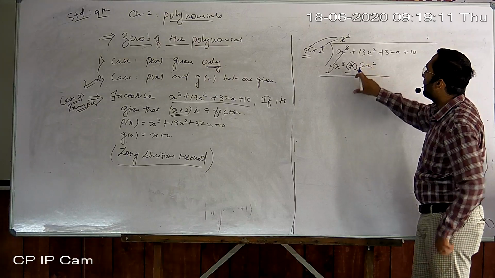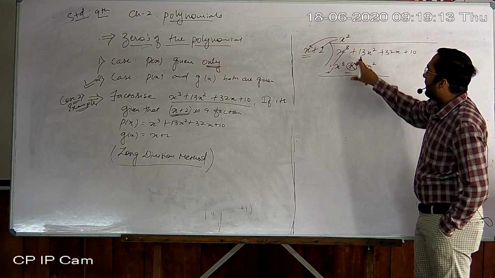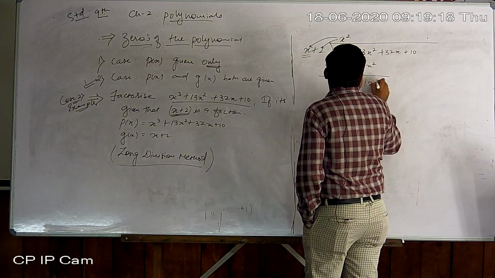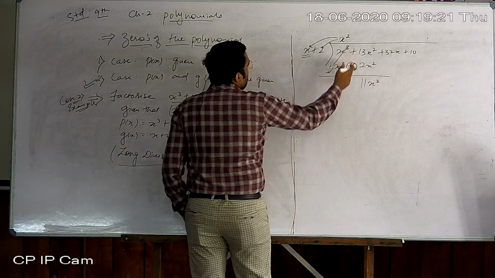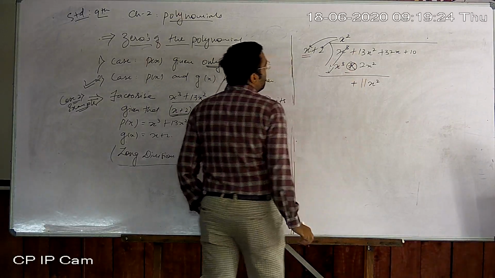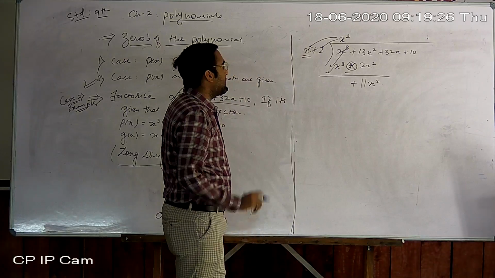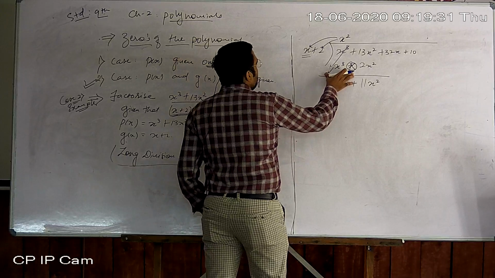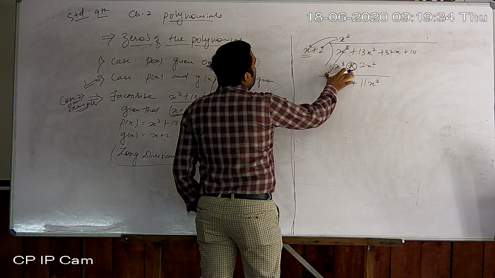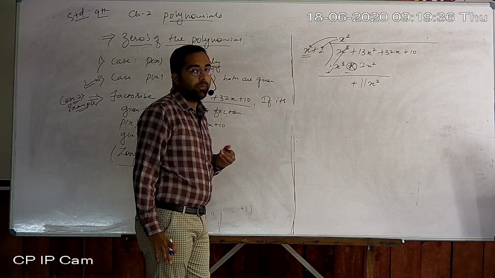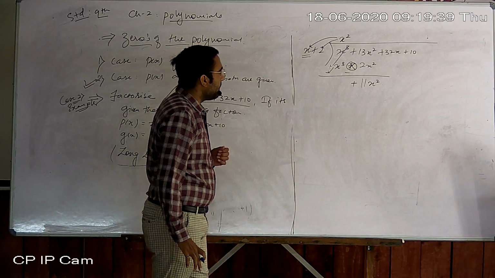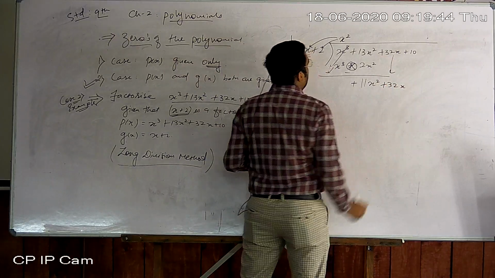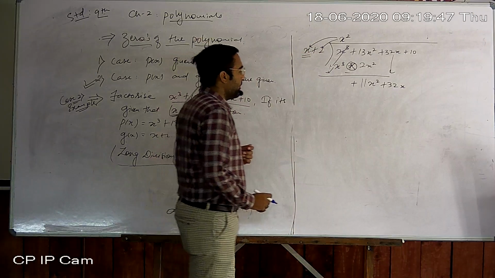So plus 13x square minus 2x square, that is 13 minus 2, that is 11, and the bigger number is 13, therefore plus 11x square. Compulsorily you have to take negative signs to subtract them. Okay. Now I'll take plus 32x, and add here.